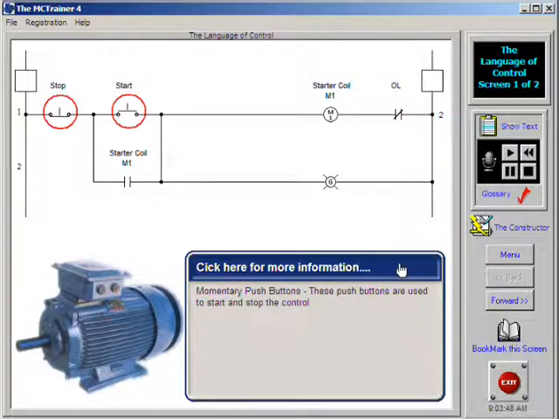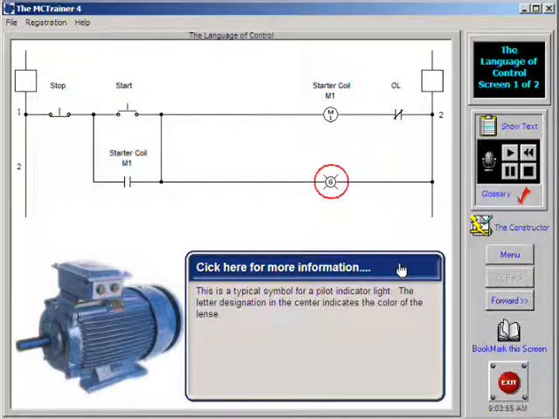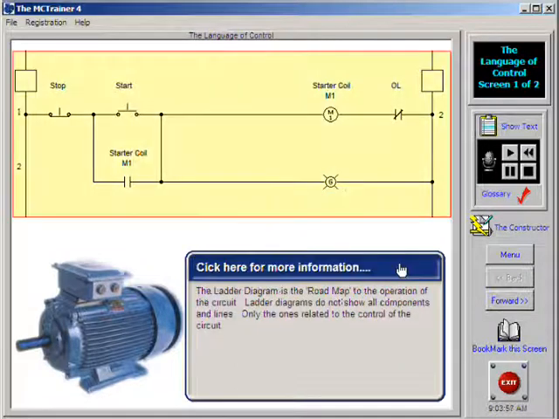Ladder diagrams are designed to show only the parts of the circuit that are used in the operation of the controller. It does not and is not intended to show the physical locations or relationships of the various components of the controller. The ladder diagram is a simplified diagram showing only the control circuit.